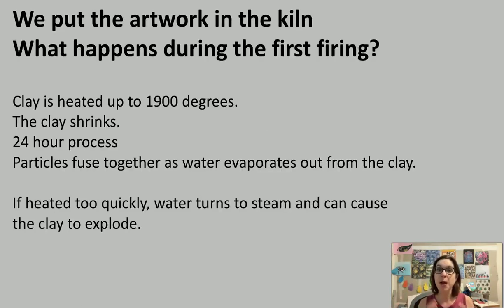So what happens during that bisque fire? The clay is heated up to 1900 degrees. The clay shrinks a little bit. It's a 24-hour process. The particles fuse together as the water evaporates from the clay. So like this whole chemical change happens. And if it's heated too quickly, the water can turn to steam and that can cause the clay to explode. So that's why it's really important that Miss J makes sure that the kiln is working properly.